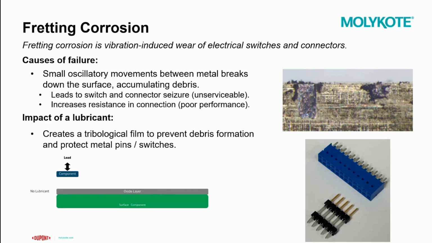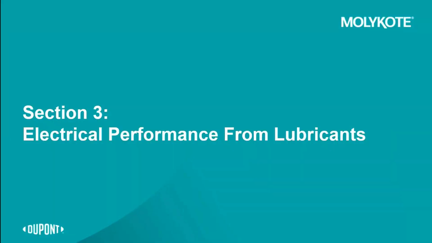As shown in the visual below, lubricants can help mitigate fretting corrosion by creating a tribological film to physically prevent debris formation and damage to the metal-on-metal contact. Now that we've built a better understanding of a lubricant's ability to protect electrical applications, let's move on to section 3 and discuss electrical performance with lubricants.